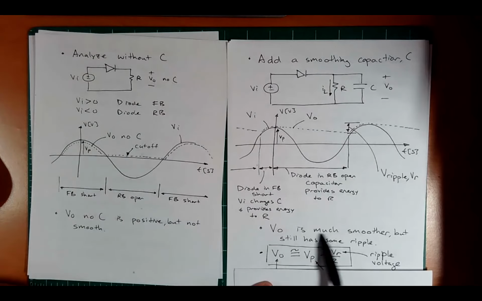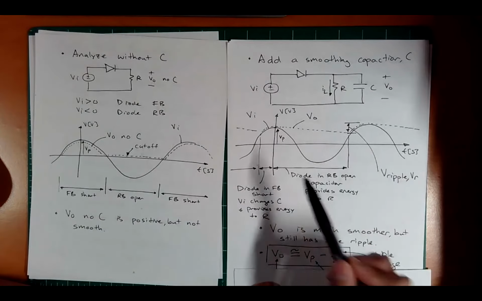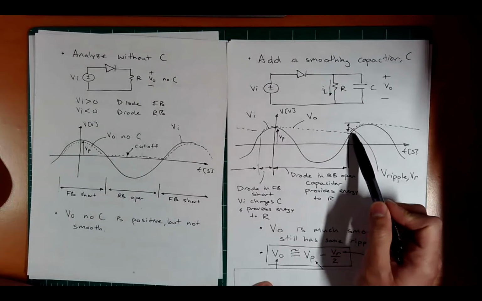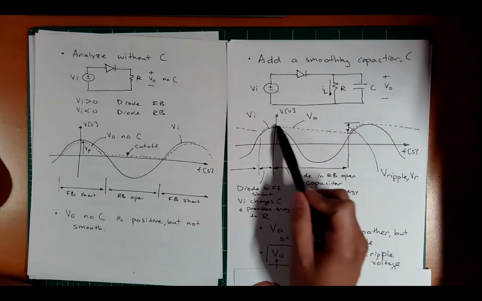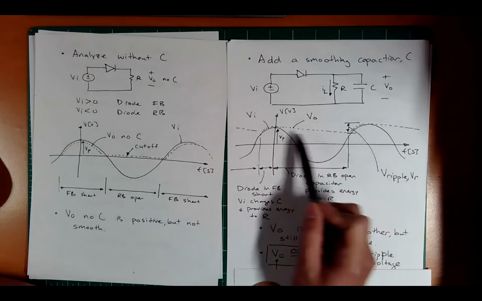Okay, so V out is smoother. It's not perfect, but it does have some ripple. And so the ripple voltage is defined as this peak minus this trough here, okay?